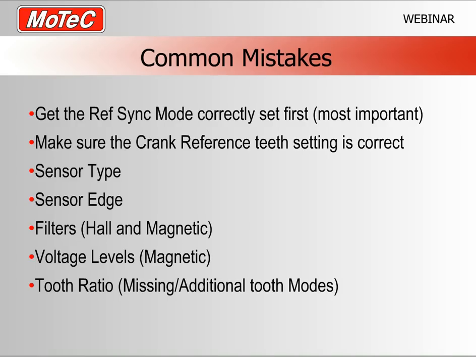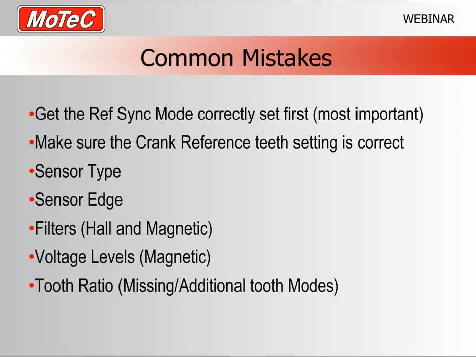These are probably the two most important things. It's setting up what the ECU should see in one complete cycle of this engine. How many ref teeth? How many sync teeth? What kind of pattern are they? Most important. Next, sensor type. Have I accidentally set the ECU to look for a Hall sensor when realistically it's a magnetic sensor? Again, ref sync mode is going to tell you all of this.